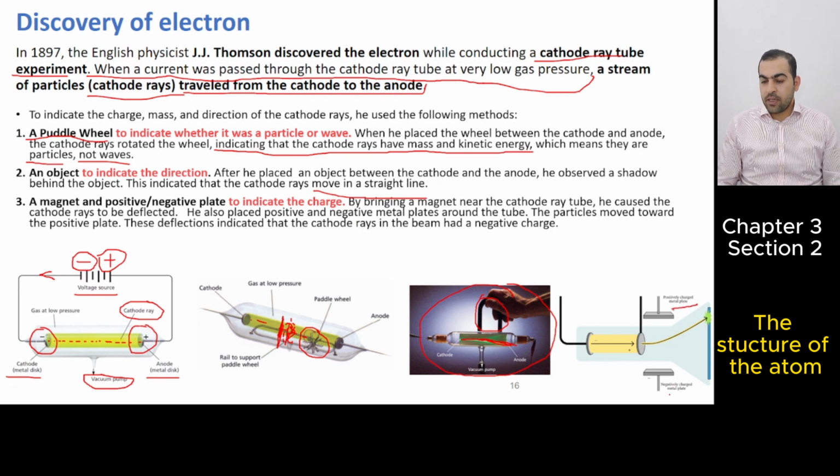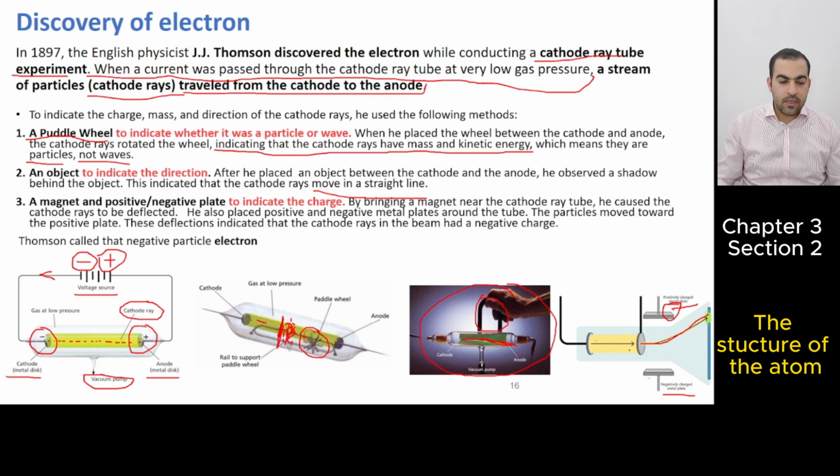Okay. To make sure, he also used a positively charged metal plate and a negatively charged metal plate. He neared them to the tube. What happened? He observed that the cathode rays were moved to the positive plate. So this indicated that the rays have a negative charge. Why? Because negative and positive attract each other. So this method indicated that the cathode rays are negative.